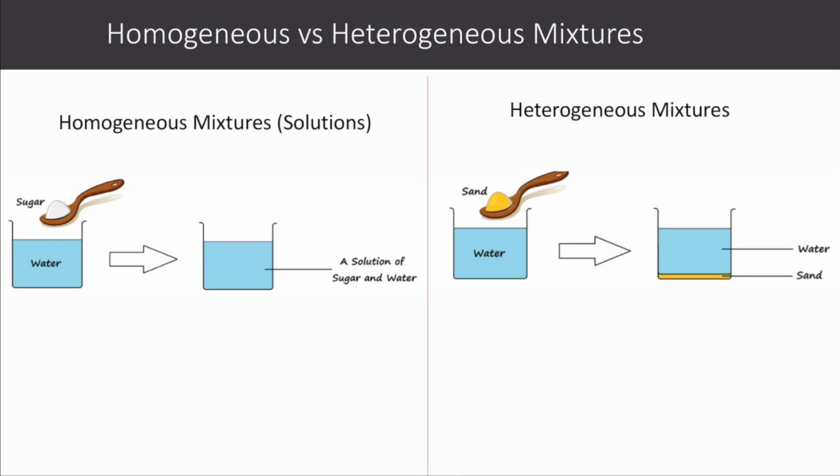Let's look more closely into examples for homogeneous and heterogeneous mixtures. Homogeneous mixtures are also known as solutions. In the case of water and sugar, sugar dissolves into the water. Water is known as the solvent, which is the component of the solution with the larger amount. And sugar is known as the solute, which is the component that dissolves in the solvent.